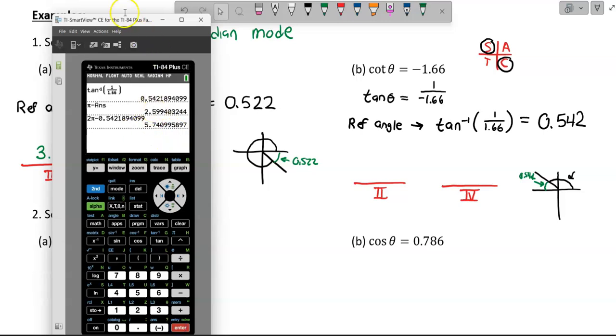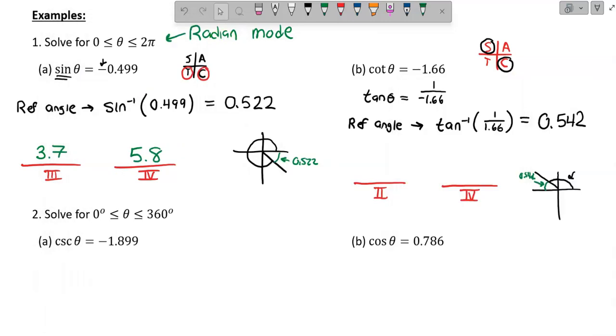And now we have both our answers. So let's write those down. To the nearest tenth, I had 2.6 radians. That was my answer in quadrant 2. And lastly, 5.7 in quadrant number 4. So we're going to do 2 more examples here. We're going to use the same concept, but we're now going to move ourselves back into degree mode. So let's do those now.